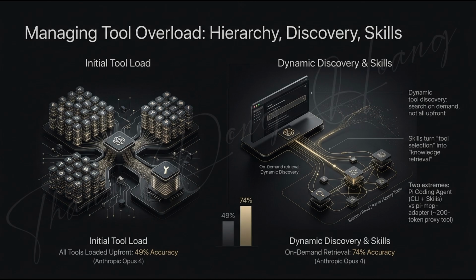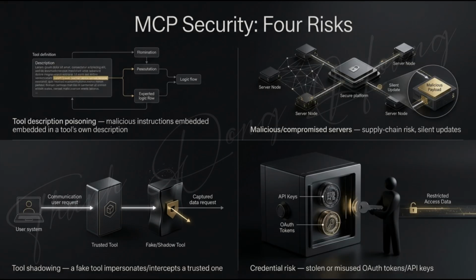numbers of narrow tools with a small set of general tools plus on-demand knowledge documents, which turns "which tool do I pick" into "what do I need to know?" a task language models are naturally good at. Some systems go so far as to skip a heavyweight protocol entirely, relying on lightweight CLI tools and playbooks with just one tiny proxy tool that discovers everything else on demand.